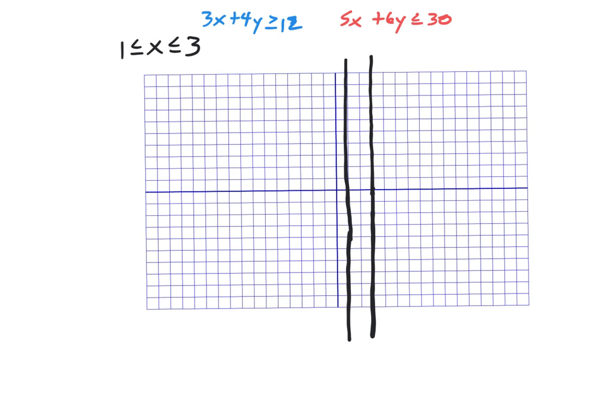The other two, I would do the cover-up method for. So when I plug 0 in for X, I get Y is 3. When I plug 0 in for Y, I get X is 4.